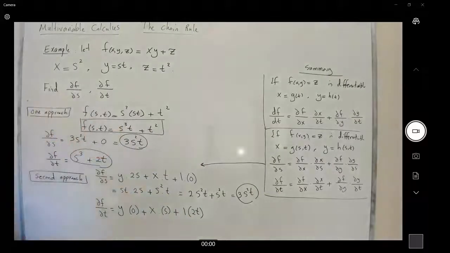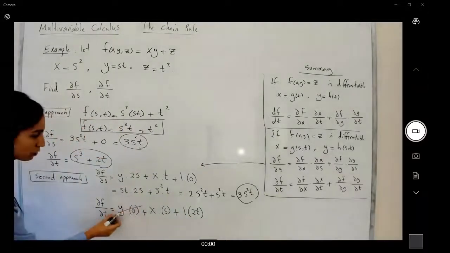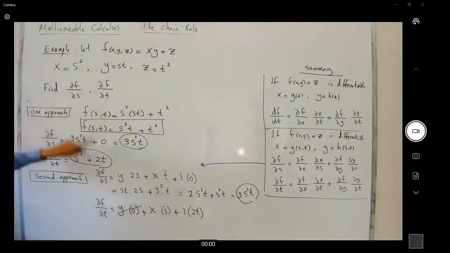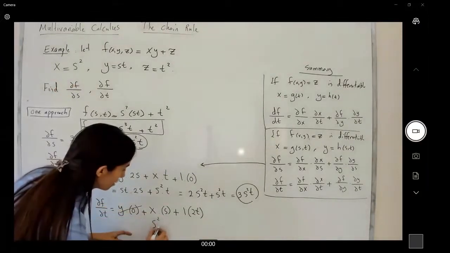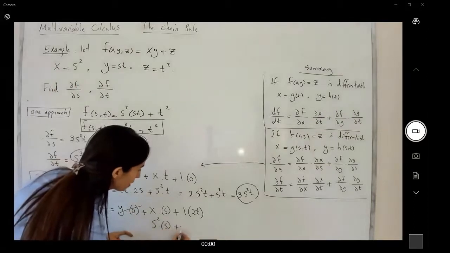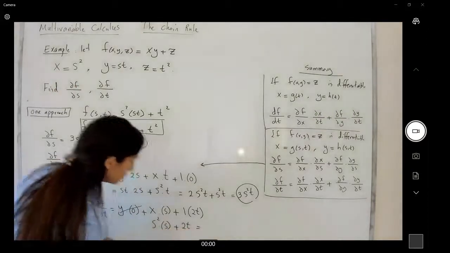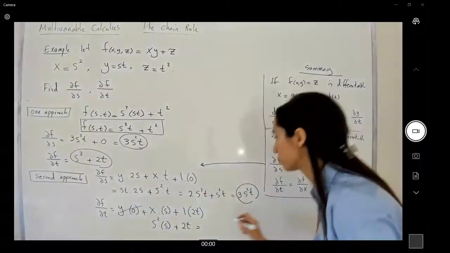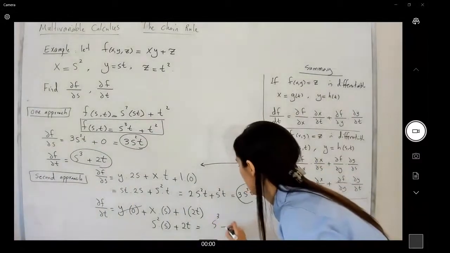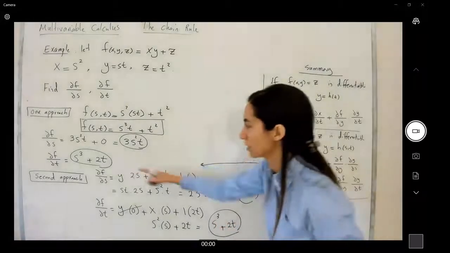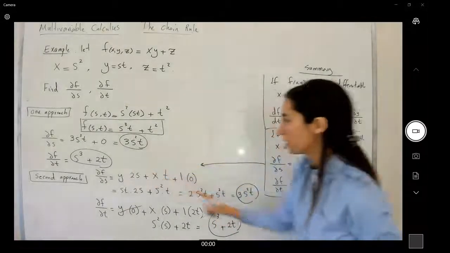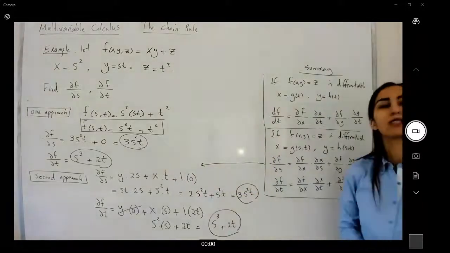Let's see what do we have here. This is just 0. What is our x? x is equal to s squared. So I get s squared times s plus 2t. I get s cubed plus 2t. As you can see, I have the exact same result by using substitution or using the chain rule.